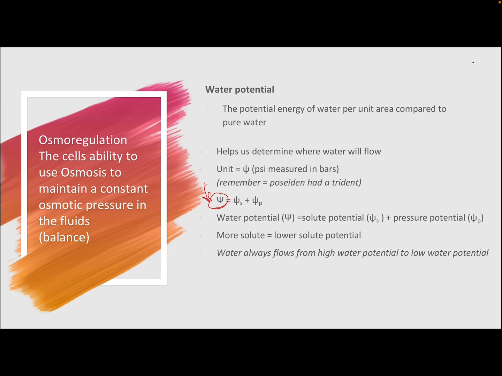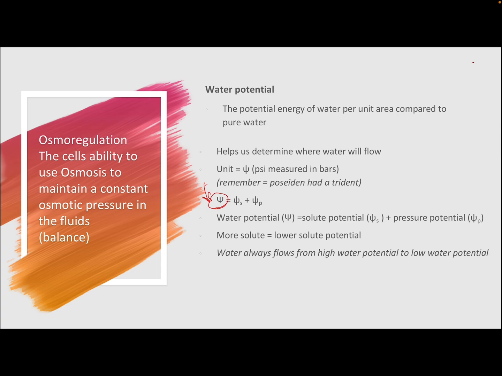But you're not going to have to worry about the formula. You're not going to have to calculate the water potential or anything like that. It really was just an extension of what we're learning, to push you a little bit past what you're expected to know on the test. Basically, this idea of potential is the potential energy of water per area compared to pure water. It's a way to help us determine where water is going to flow if given the chance.